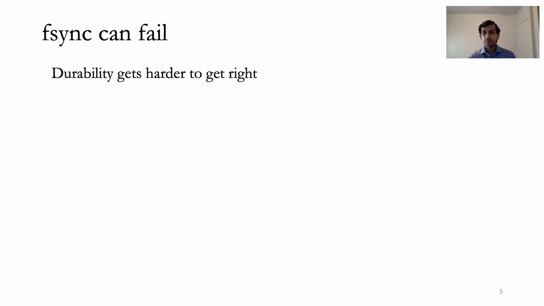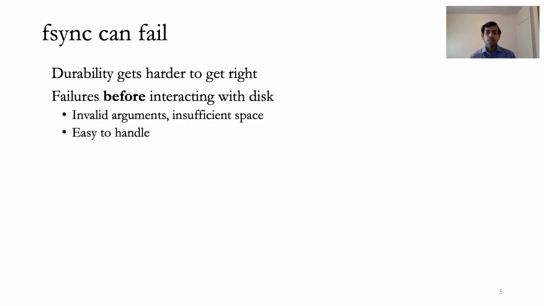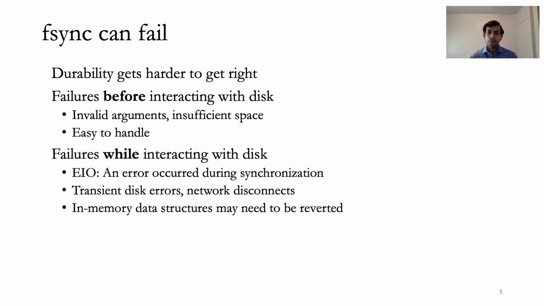And it just becomes tougher for applications when you think about the fact that fsync can fail. Sometimes fsync fails for simple reasons, for example, passing bad arguments or not enough space. And these are quite easy to handle and check for before interacting with the disk. But we are more concerned about the fsync failures that occur after a file system interacts with the disk. Because at this point, the file system has already modified its internal state while getting ready to write to disk.